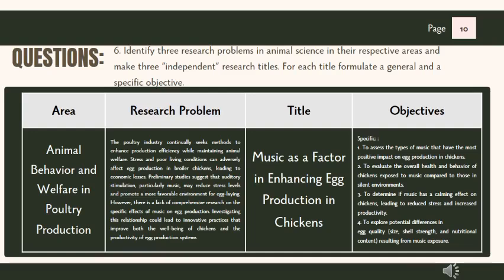Specific objective, to assess the type of music that has the most positive impact on egg production in chicken. Second is to evaluate the overall health and behavior of chickens exposed to music compared to those in silent environments. Third is to determine if music has a calming effect on chicken, leading to reduced stress and increased productivity. Last one is to explore potential differences in egg quality.